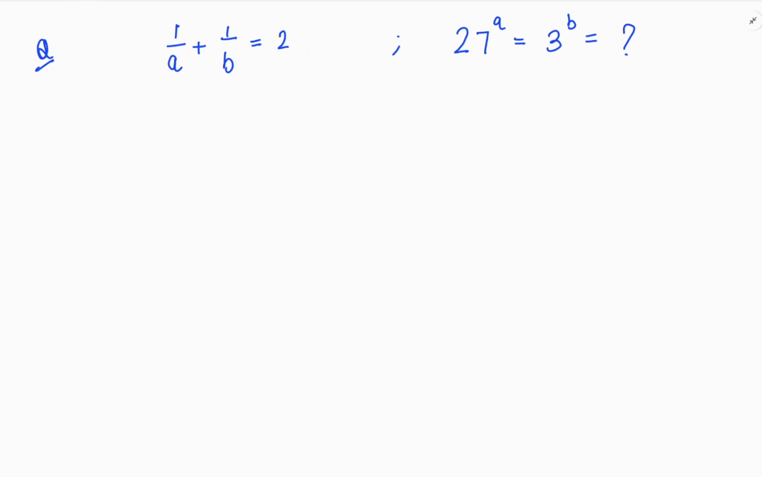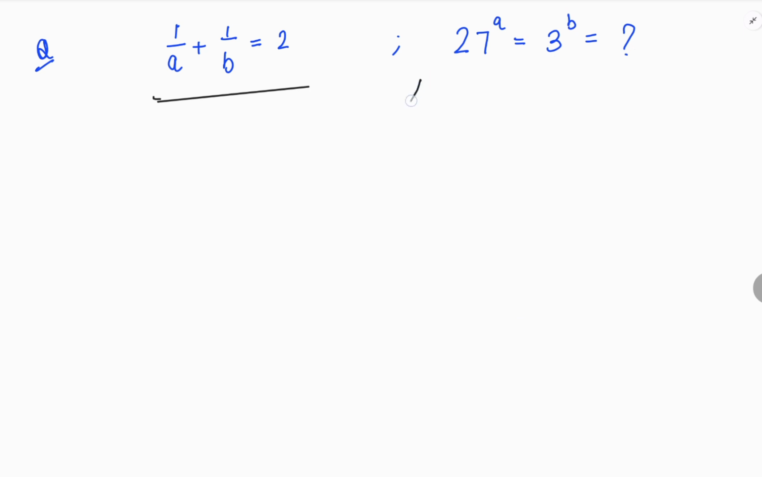I am Upasana Taneja. So in today's video we have a question where we are given 1 by a plus 1 by b is equal to 2. That means we are given one equation and they are asking us to find two variables. They are asking us to find 27 raised to power a is equal to 3 raised to power b is equal to something we don't know.